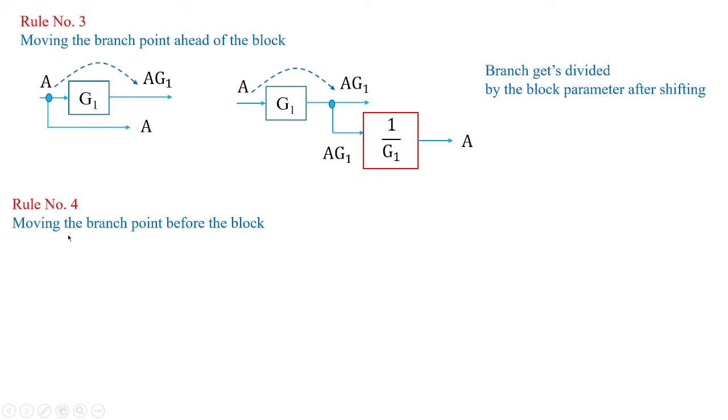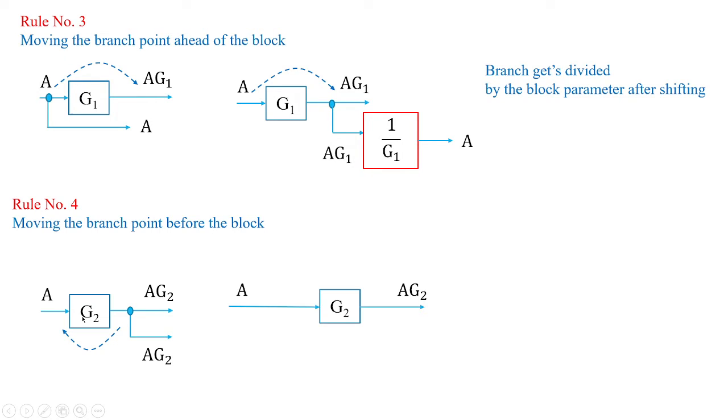So rule number 4 is moving the branch point before the block. Unlike in the previous case of rule 3, we have to move the branch point before the block. What does this mean? You have this G2, you have over here A, and the output is AG2 in both the cases. Why? This is a branch point. Whether you take it at this terminal or this terminal or this terminal, the value will be AG2 only. So I have to shift this branch point before G2.